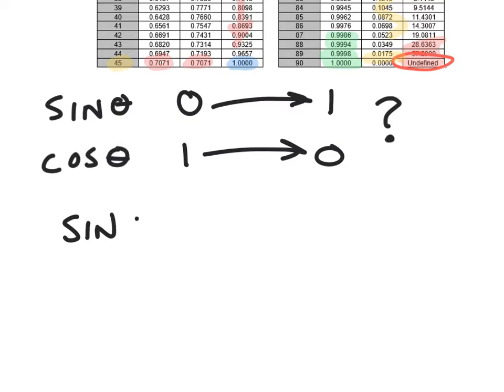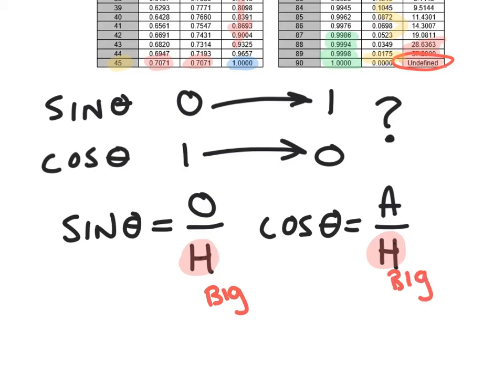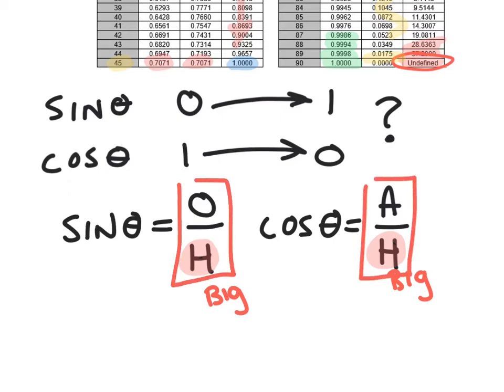Well, sine of any angle is the opposite over the hypotenuse. Cosine of any angle is the adjacent over the hypotenuse. And the answer to why these values can never exceed 1 is hiding right here in the denominator. This guy will always be bigger than the adjacent, or bigger than the opposite. And so this ratio will always be between 0 and 1.